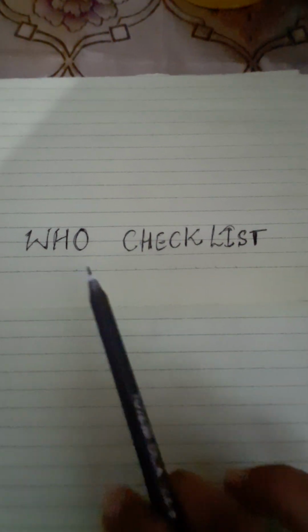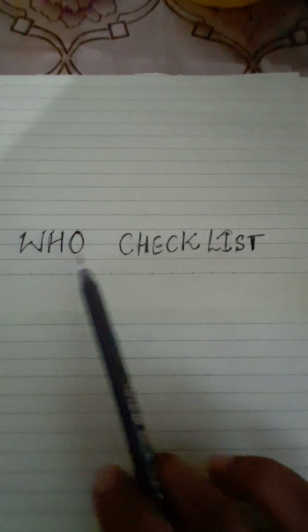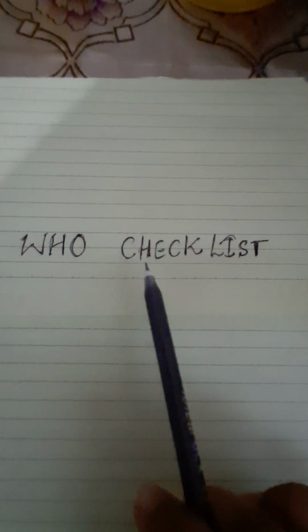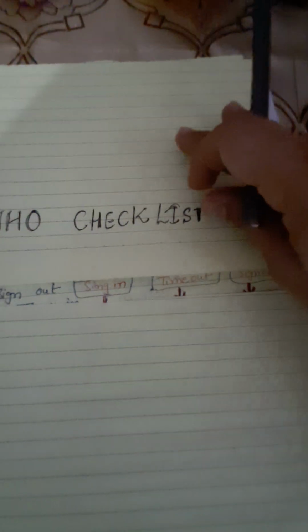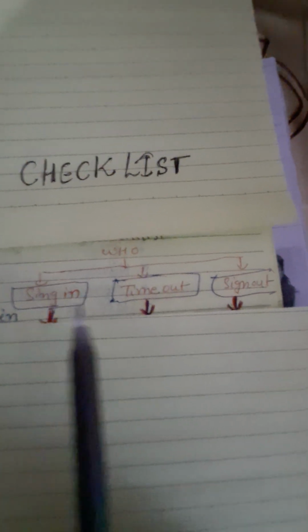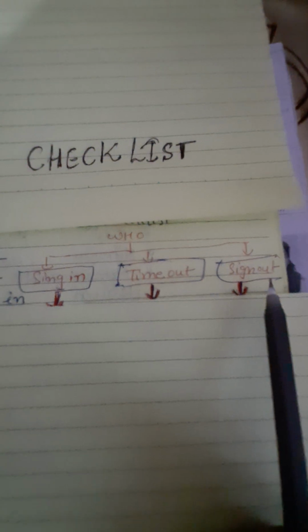We all know why we are using the WHO checklist in the OT: for patient security as well as for healthcare worker safety. So what are the components of the WHO checklist? The WHO checklist has three components: first is sign in, second is time out, and third is sign out.